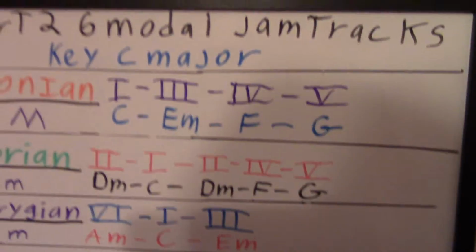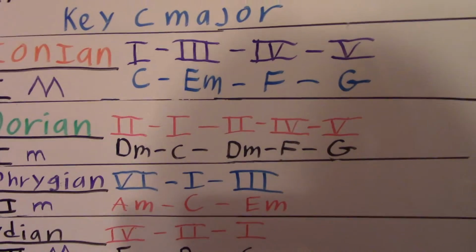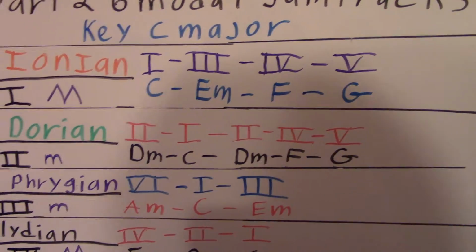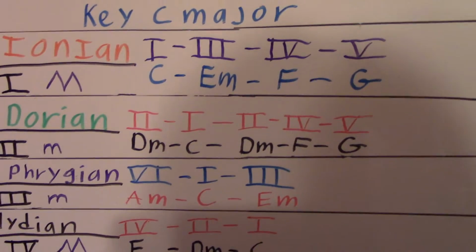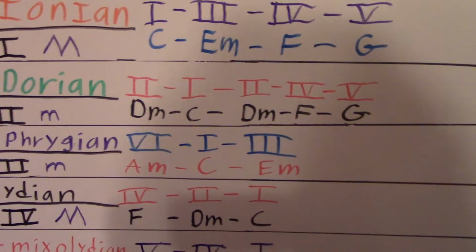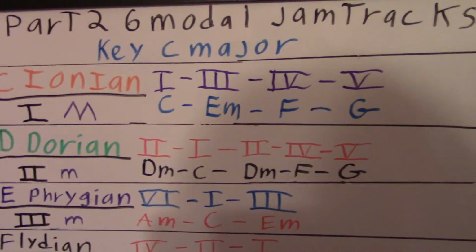Now video 3 is going to be licks and scales that'll go along with each of these jam tracks. You're going to make these 7 jam tracks, or 6 jam tracks rather, save them for the next lesson or use them for your reference.